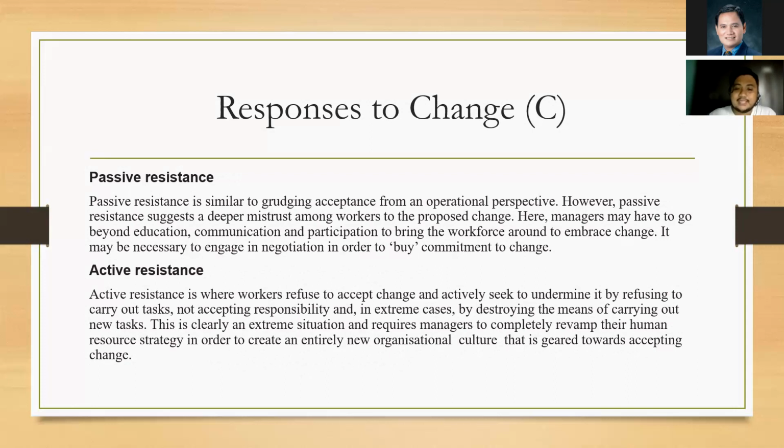And last, the worst, is active resistance. Active resistance is where workers refuse to accept the change and actively seek to undermine it by refusing to carry out tasks, not accepting responsibility, and in extreme cases by destroying the means of carrying out the new task. Basically, they try to sabotage the process or the system. This is clearly an extreme situation and requires managers to completely revamp their human resource strategy in order to create an entirely new organizational structure that is geared towards accepting change.